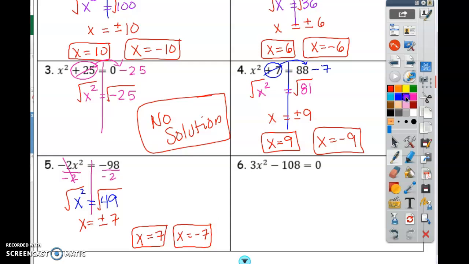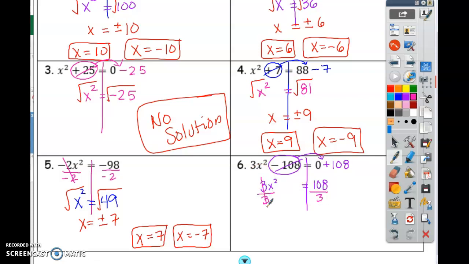How do you do that? What's the first step? Move this one over, change the sign. So it becomes plus 108. So I have 3x squared equals 108. What's the next step? No square root. What about the 3? Divide. Divide both sides by 3.